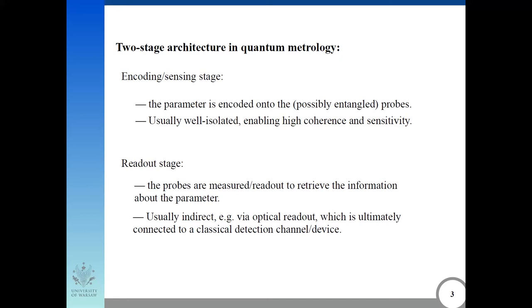On the other hand, after you have done this encoding of the parameter information, you want to read it out. For that, you need to do measurements on this probe. Usually this measurement is not done directly on the probe itself, in the sense that you really touch it, but is indirect, for example with an optical readout method. Ultimately it is connected to a classical detection device, for example photon number detectors. So this is basically the picture: we have the encoding stage and then the readout stage.